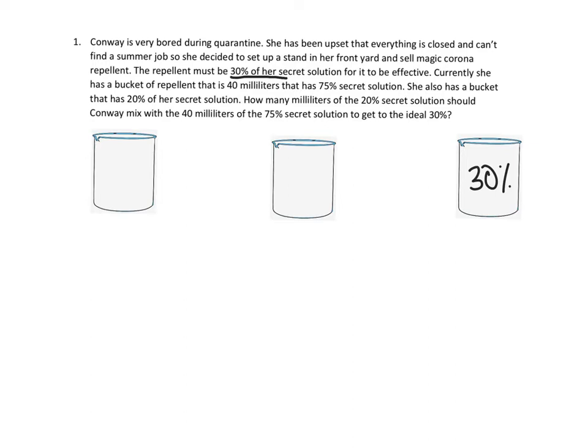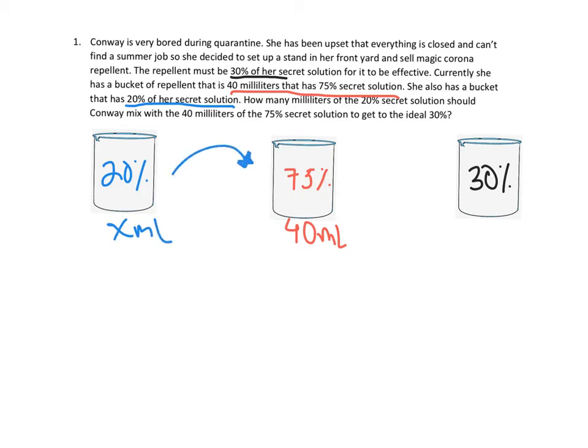We know that in one bucket we have 40 milliliters of the 75% solution. So 75% of what's in here is the secret solution, and we have 40 milliliters of it. And then we have this other bucket with 20%, so it's not quite as high of a dose, and we have no idea how many milliliters we need to add into the 75. So we need to dilute the 75% down so we can get to our 30% by adding some of the 20%.